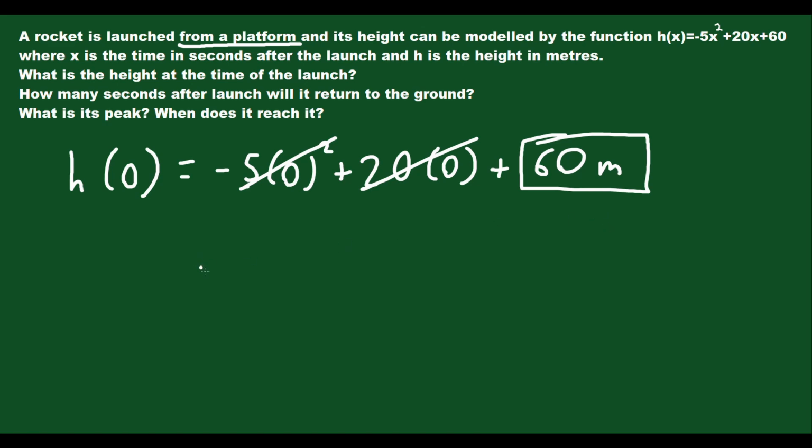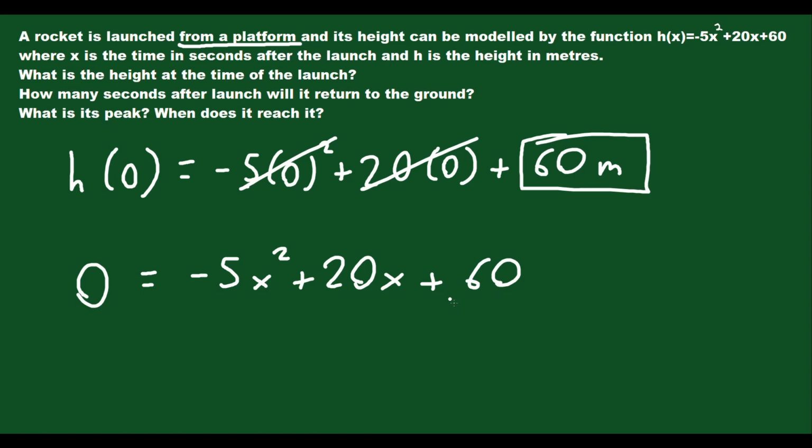Second question, how many seconds after launch will it return to the ground? So for this question, we have to figure out at what time it reaches the ground. Okay, not the platform, because it takes off from the platform and it presumably lands somewhere else on the ground. So we have to figure out, okay, when does it hit the ground again? So I'm just going to set the height to 0, and we're going to figure out at what time the height is equal to 0. So 0 equals negative 5x squared plus 20x plus 60. So let's try to solve for x.